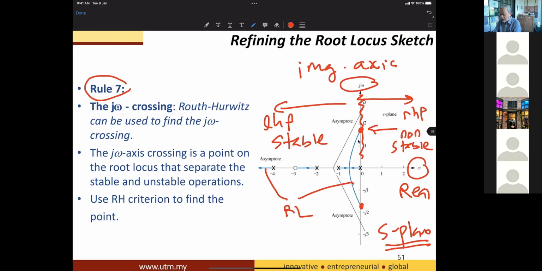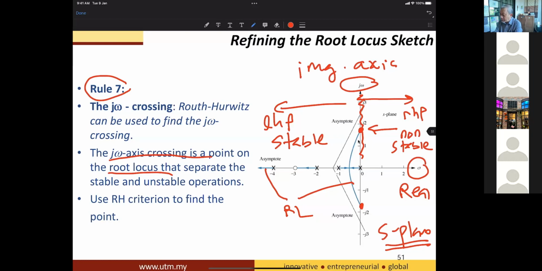So when the imaginary axis crosses a point on the root locus that separates the stable and unstable operations, we have to find the value and the corresponding gain that occurs at these intersections. For that purpose, we have to use the tool known as the Routh-Hurwitz criterion.